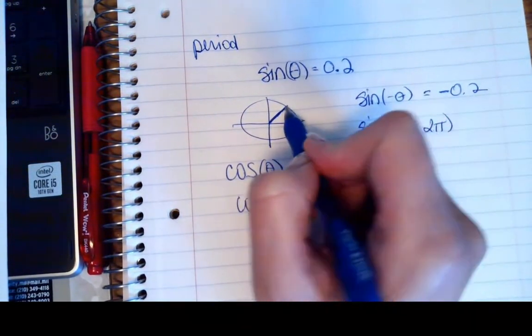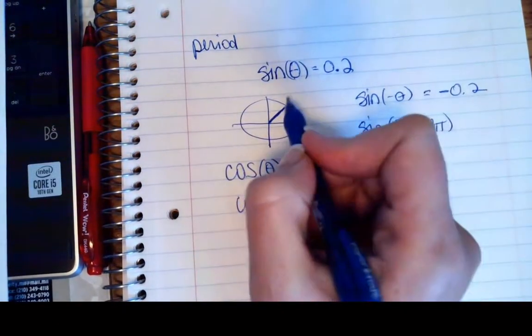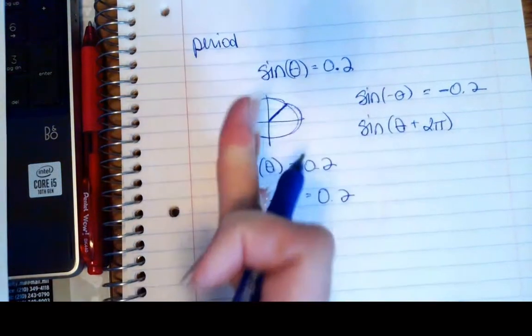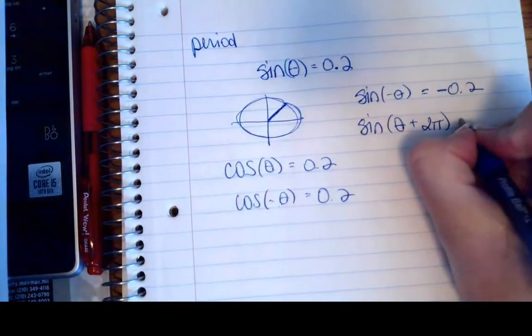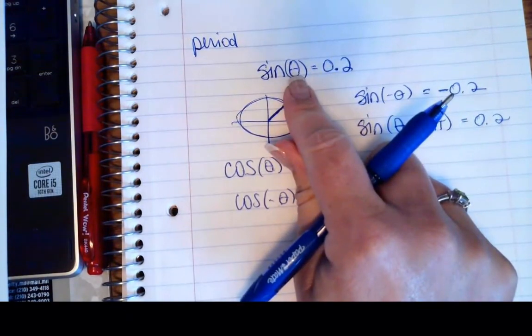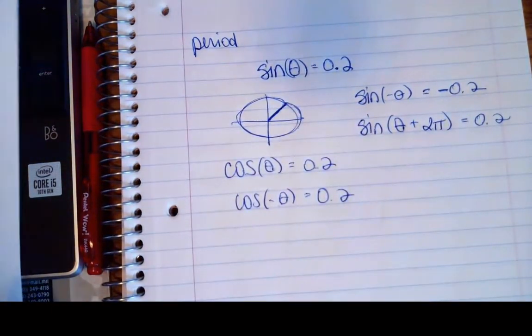Okay, so I get here, well, I'm going to add a lap. So rip around one lap and you're going to land at the exact same spot. So that has an answer of the same ratio that the original angle had. Okay, so let's try another one.